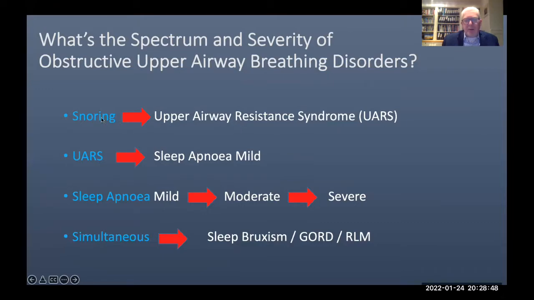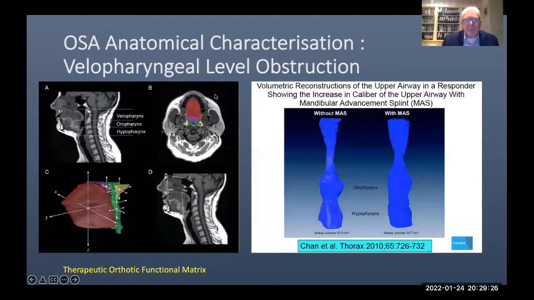Snoring begins with continuous irritation of the tongue and soft palate, creating acoustic effects, and sometimes that leads to upper airway resistance syndrome, which is a step up. Upper airway resistance syndrome can sometimes translate into mild sleep apnea. And then we have the progression, not always to severe sleep apnea by any means. Simultaneously occurring in areas that we would be familiar with would be bruxism, gastroesophageal reflux and its effects, and perhaps not so familiar, restless leg syndrome, which is a side effect of hypoxia as well.